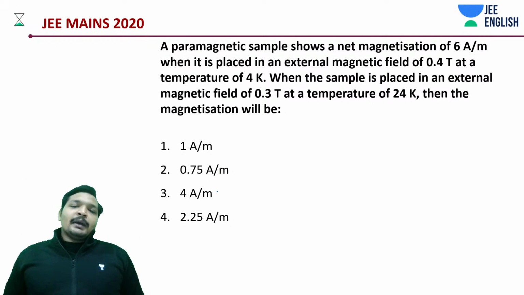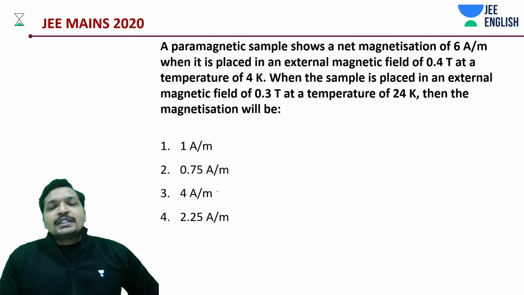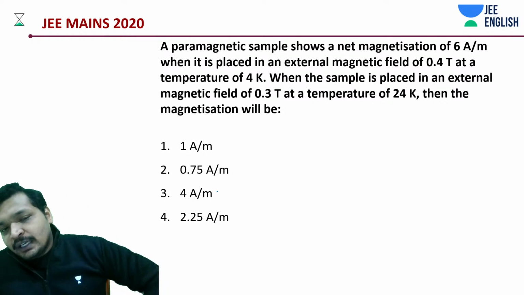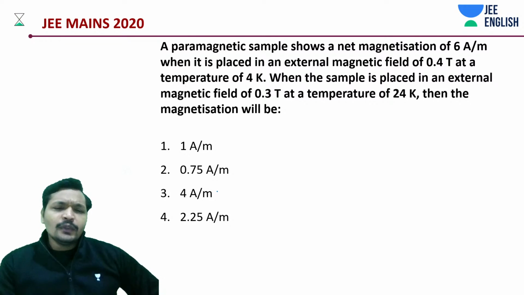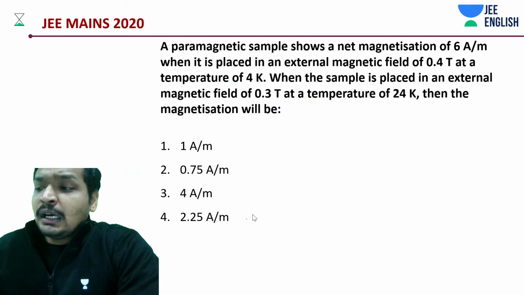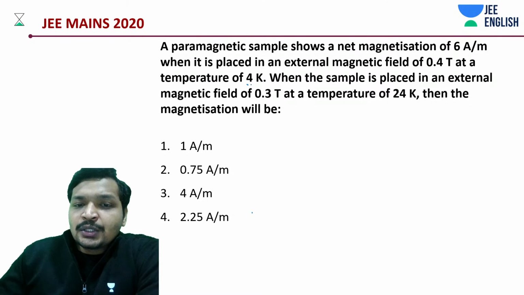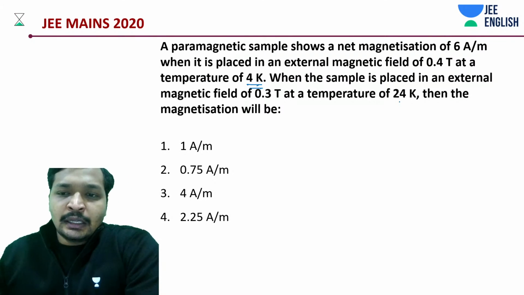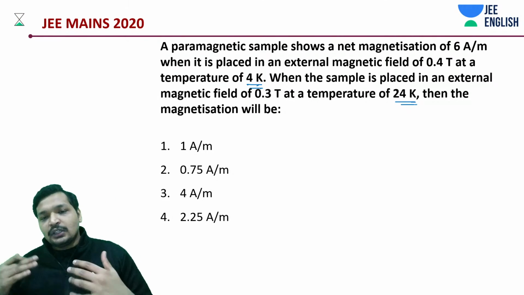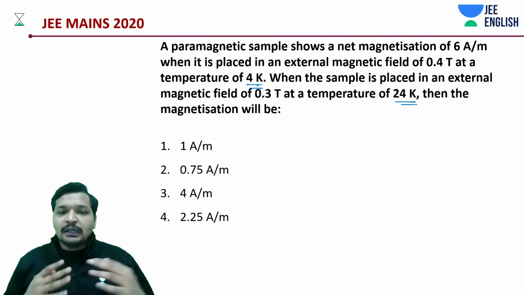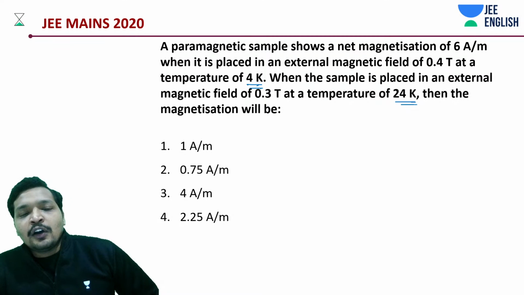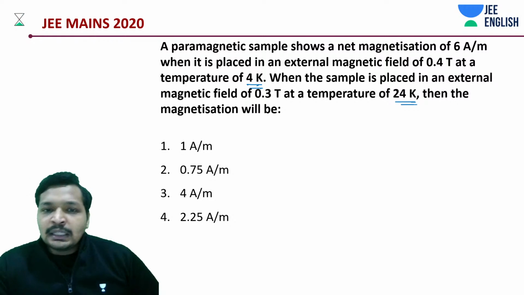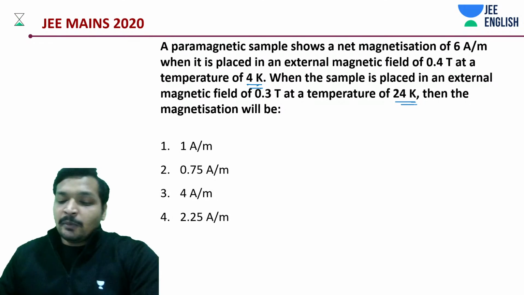A paramagnetic sample shows a net magnetization of 6 ampere per meter when it is placed in an external magnetic field of 0.4 Tesla at a temperature of 4 Kelvin. It's a good thing that the temperature is given in Kelvin. Else do convert it, we are always dealing with Kelvin, not Celsius. If it is given in degree Celsius, do convert it into Kelvin. So when the sample is placed in an external field of 0.3 Tesla, then the magnetization will be? It's a very simple problem, damn simple problem.